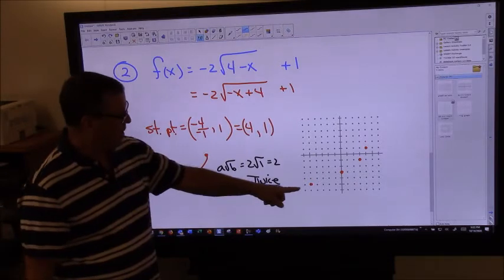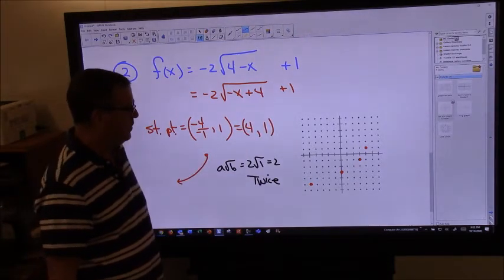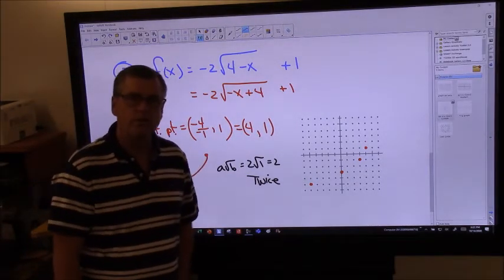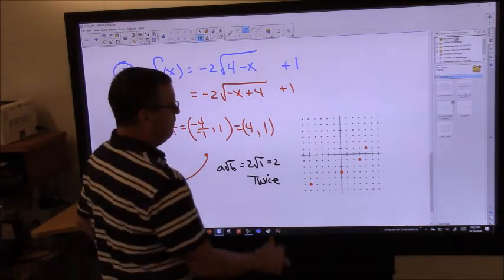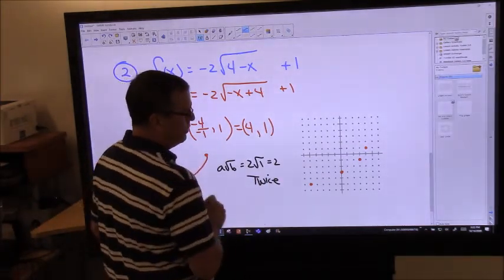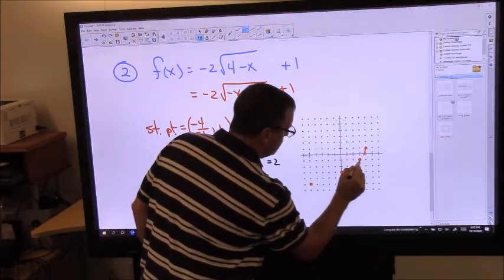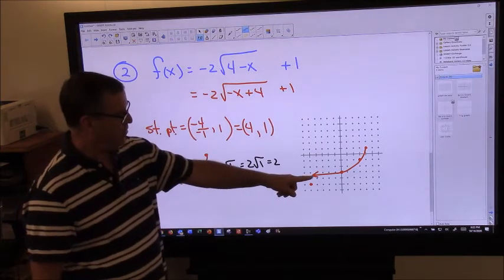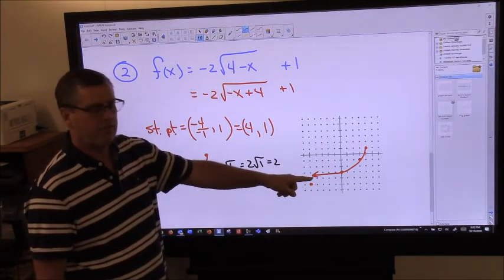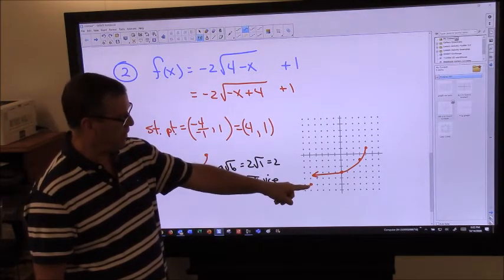Now, do I have to find this point way down here? No, you don't. But this is important. If you don't find that point and you draw your graph like this, you made a mistake right here. That's not really where the graph goes. The graph should be going towards this point right here.